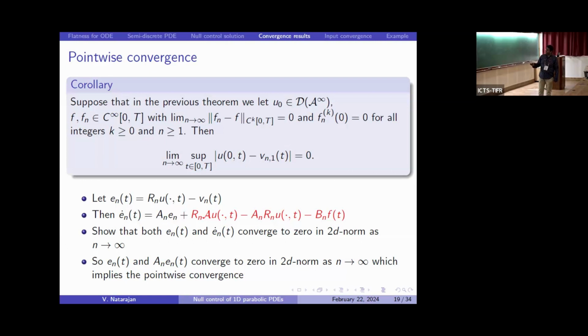The proof is similar. You take E_n to be this one, take the E_n dot, get this expression. You can take the derivative once more. And like in the previous case, you can use the same arguments to show E_n and E_n dot converge to 0 in the 2D norm. 2D is the discrete L2 norm. So in the 2D norm, E_n and E_n dot converge to 0. Now if E_n dot converges to 0, then that means A_n E_n converges to 0. Right? So you get E_n and A_n E_n both converge to 0 in the 2D norm. Now from here, we can conclude that you have point-wise convergence. If you have these two convergences, E_n and A_n E_n, you get the discrete gradient of E_n also converges to 0. From that, you get that you have point-wise convergence.